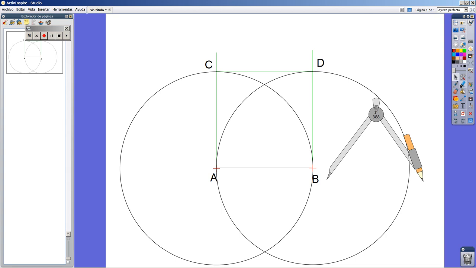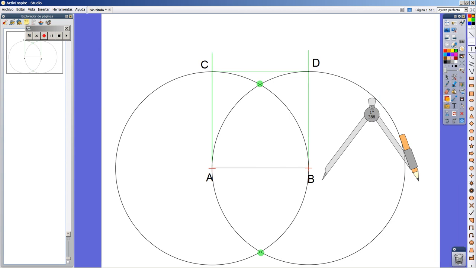And of course you must join as well these two points. I'm gonna highlight them by means of the marker. Just draw a line from this point to this point. Yes, so that you have the perpendicular bisector of AB.